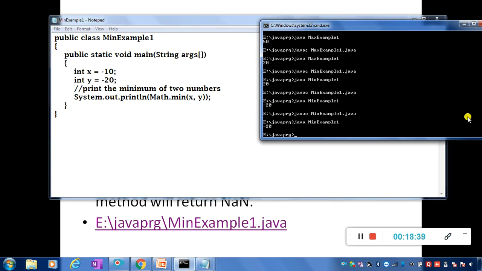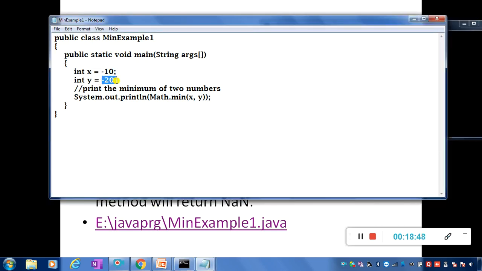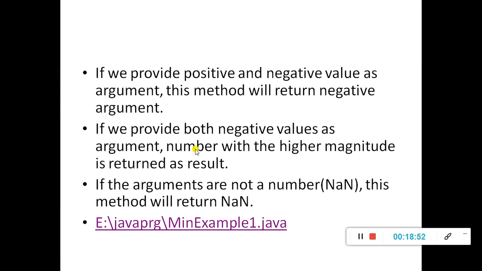To the left side are all negative numbers, so it will start with minus 1, 2, 3, 4, and with higher magnitude, as it was saying. So here the minimum value is minus 20. The number with higher magnitude is returned as the result.